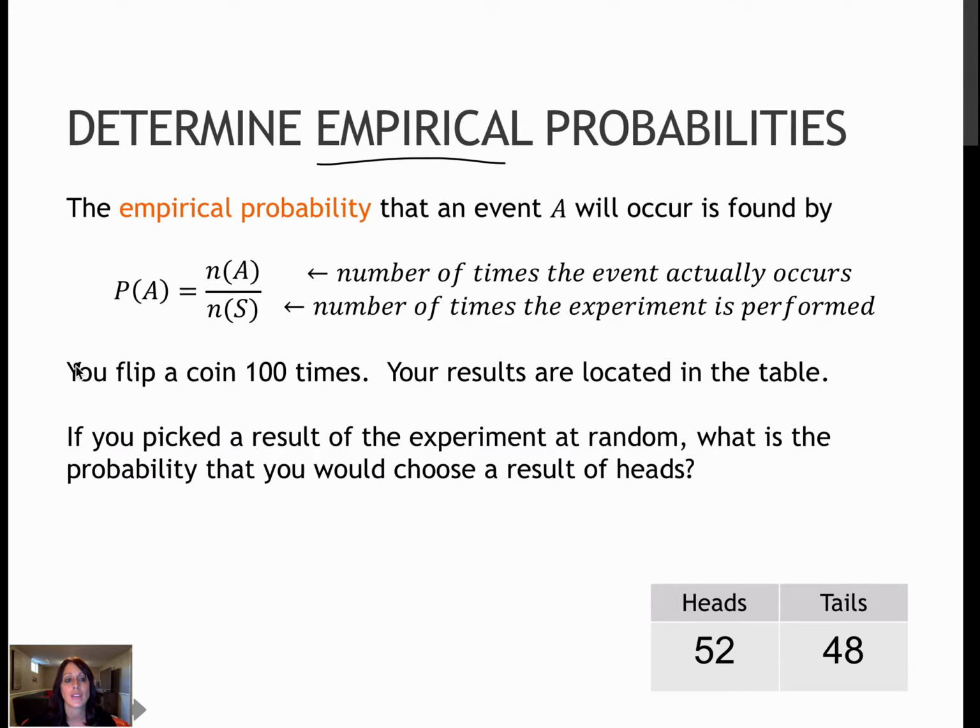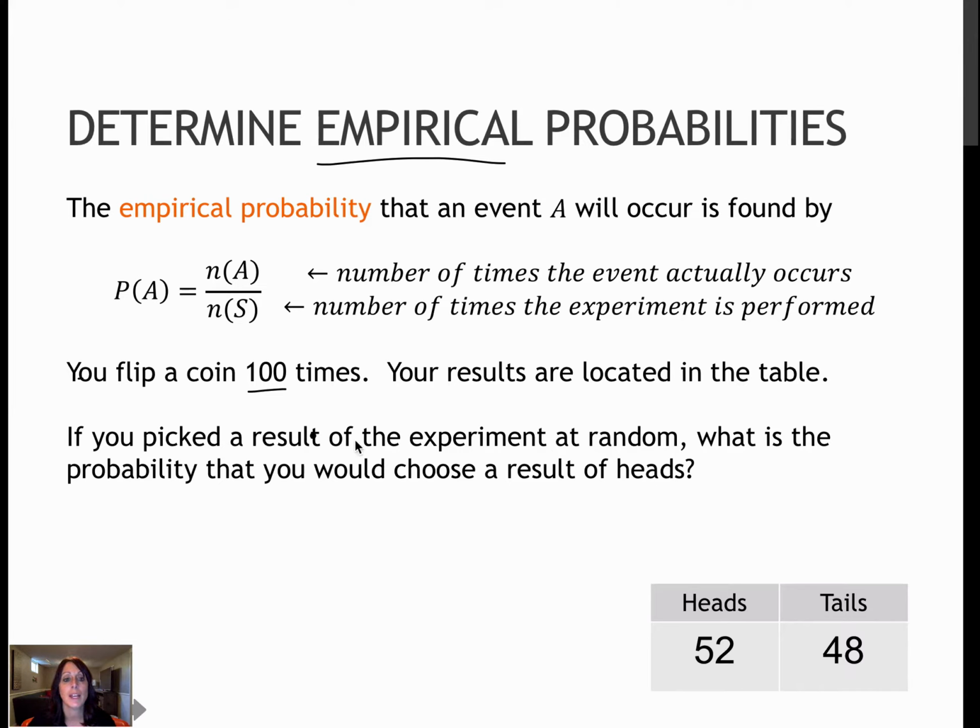So for instance, if I'm going to flip a coin 100 times, I'm assuming that 1/2 of those times, or 50 times, I will get heads, and 50 times I will get tails. What you ended up doing is you had 52 heads and 48 tails. So you didn't get exactly what you expected.